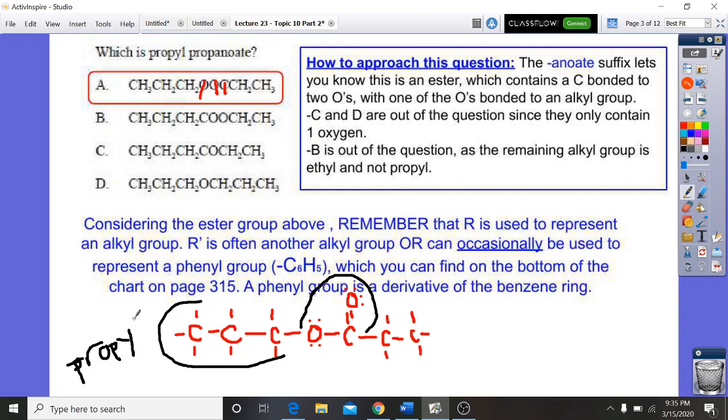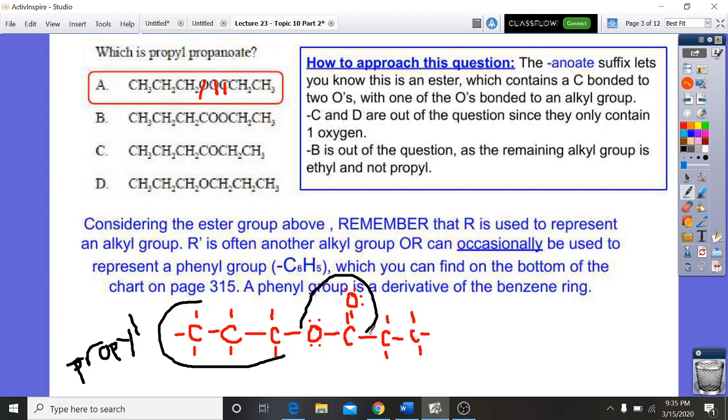Remember, propane is C3H8, so propyl must be C3H7. 1, 2, 3 C's. 1, 2, 3, 4, 5, 6, 7 H's. This is a propyl. Even if I went the other way, I wouldn't want to call it propyl because I see this double bonded O here.